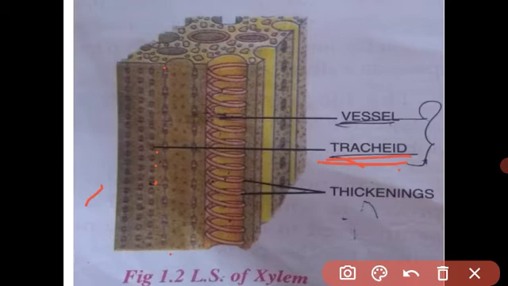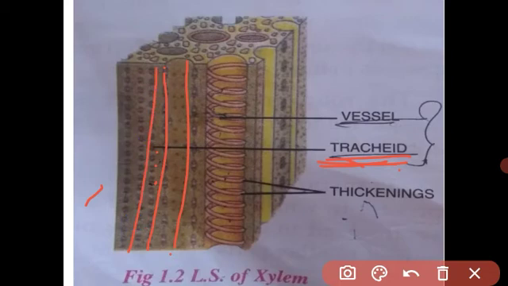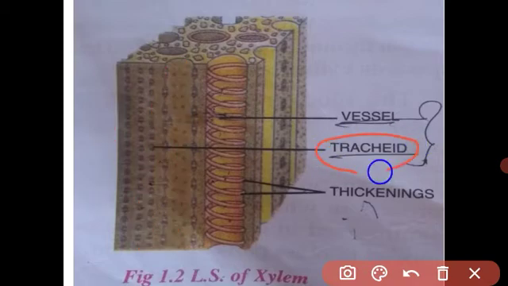And what is the main function of tracheid? It conducts the water in an upward direction, upward movement. It is unidirectional. The xylem vessels transport the material, water, minerals only in the upward direction. So it is called unidirectional. Got it? Understood?